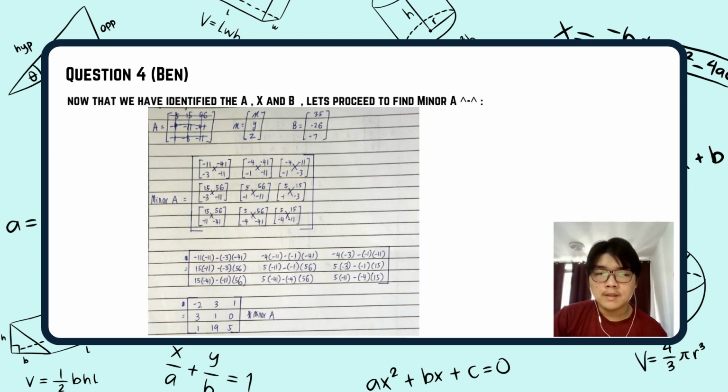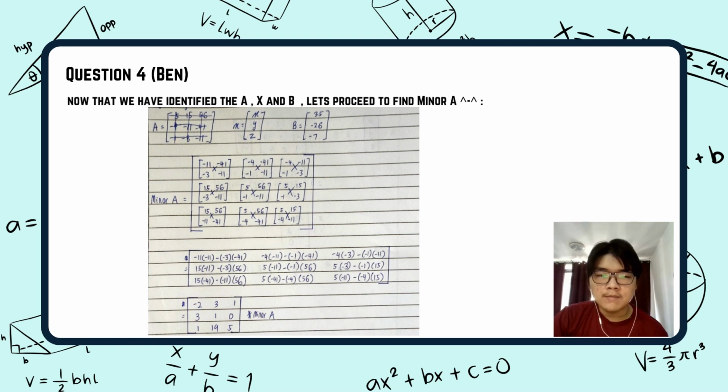Now that we have identified the A, X, and B, let's proceed to find minor A. The first step of finding minor A will be identifying the M11 first. As usual, I'll be going row by row. To find M11, we'll be looking at A11, which is 5. We must cut by row and column and see what's left inside. What's left inside, we will be having -11, -41, -3, and -11.